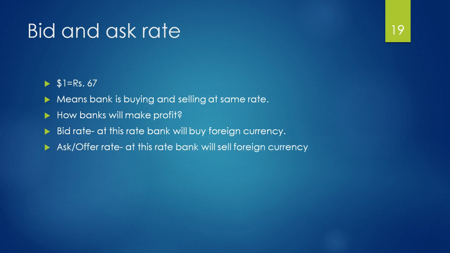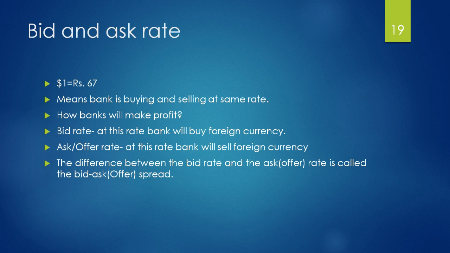And ask or offer rate is the rate at which the bank will sell foreign currency. Also note that the difference between bid rate and ask rate is often called bid-ask spread, and it indicates the liquidity in the market. The difference in these rates represents the cost the bank incurred in these transactions, a small return on capital employed, and the compensation for risk it takes.